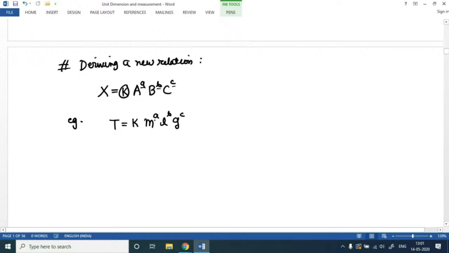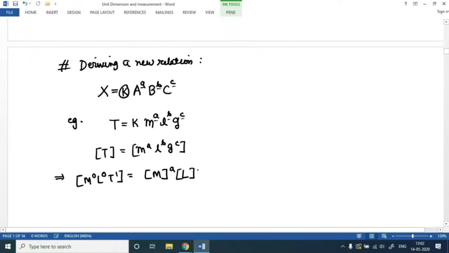We wish to find out what would be the value of a, b, and c, so we can compare the dimensions. The dimension of t would be the same as the dimension of m to the power a, l to the power b, and g to the power c. The dimension of t we can write as m to the power 0, l to the power 0, t to the power 1. And the dimension of m is simply m to the power a, and l to the power b. And g is gravitational acceleration, so it has the same dimension as acceleration, which is l t to the power minus 2, all to the power c.